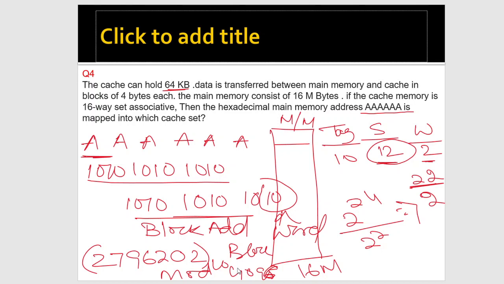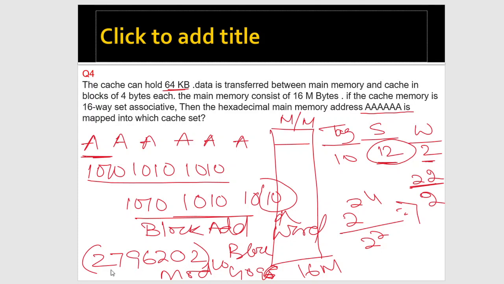2796202 divided by 4096 is equal to 682, minus 682 times 4096. Okay, so ultimately you may have to check it. I might be wrong somewhere, it may be during conversion. So this is the process.